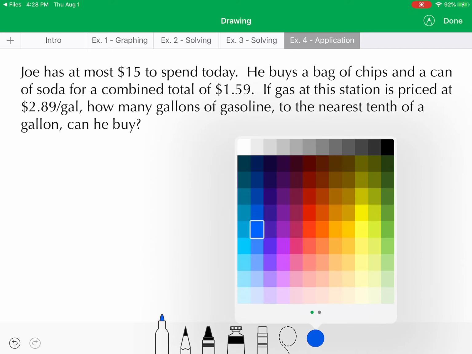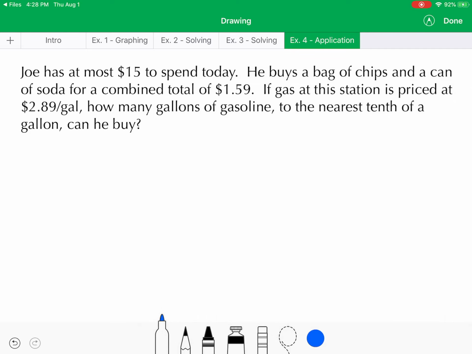All right, so word problem. Really good for us to define a variable to start things off, right? So I'm just going to use the variable x. What does it represent in this situation? How many gallons of gasoline? Okay. And we need to write an inequality here.